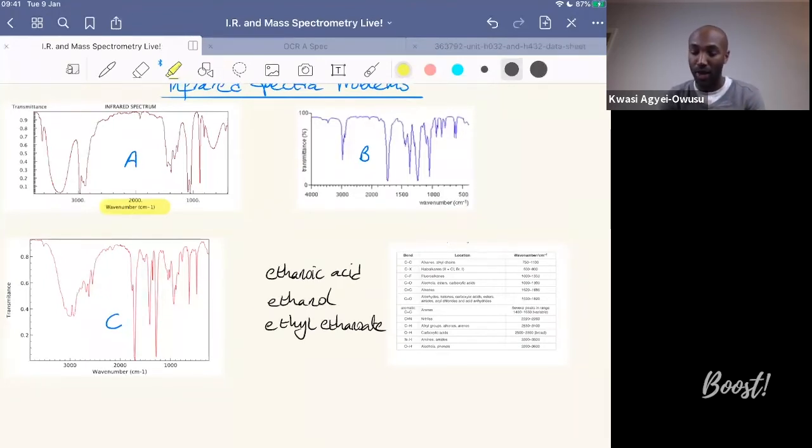We've got wave numbers, and on the vertical axis you've got transmittance. Where you've got 100% transmittance, or in this case the scale is going up to 1, it means that there is no infrared radiation being absorbed, and therefore there are no bonds of significance as far as infrared spectroscopy is concerned. Where there is a big dip in your spectrum, that is showing that there is an absorbance.